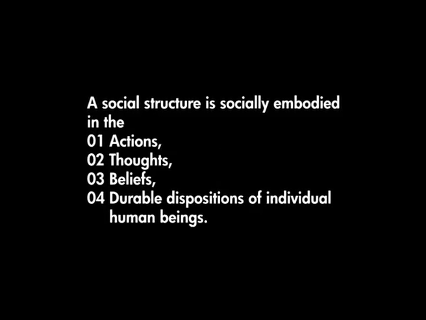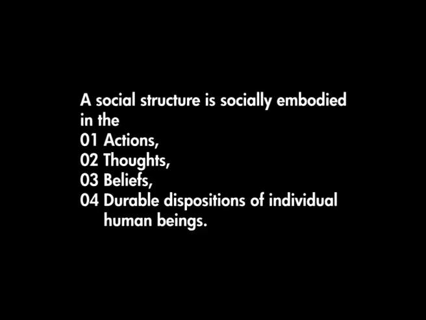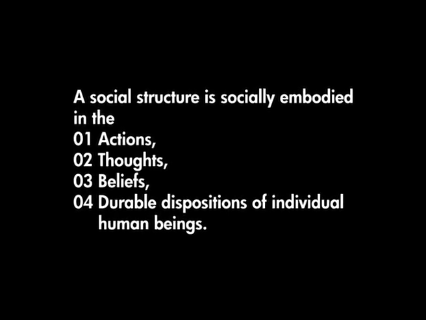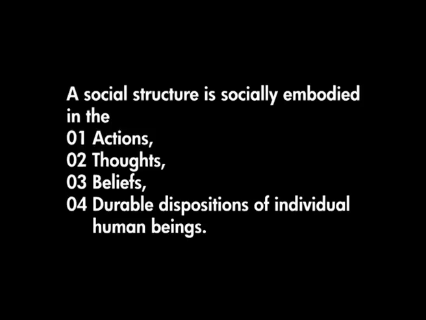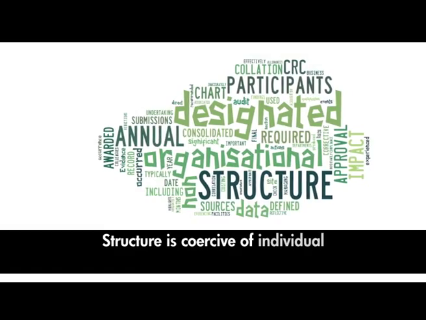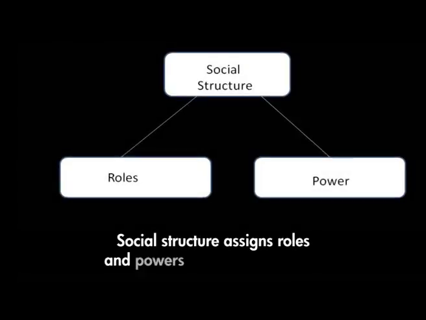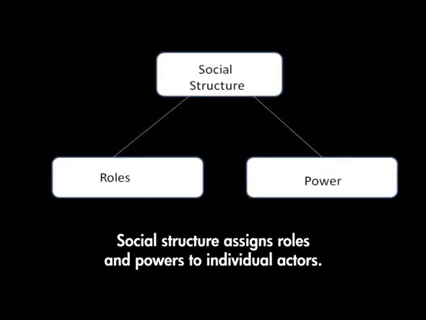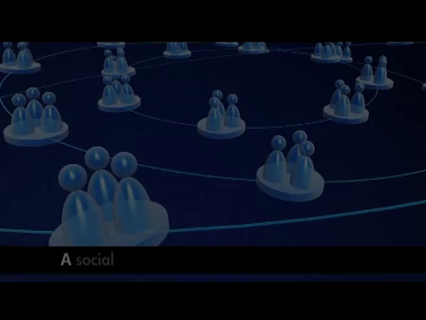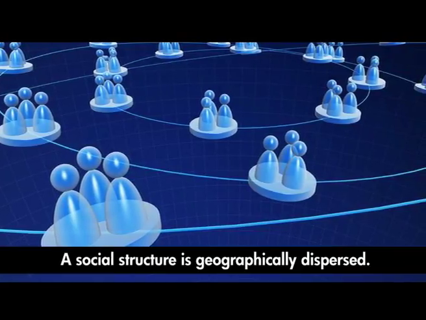Structural. A social structure is socially embodied in the actions, thoughts, beliefs, and durable dispositions of individual human beings. A social structure is effective in organizing the behavior of large numbers of actors. A structure is coercive of individual and group behavior. A social structure assigns roles and powers to individual actors. A social structure often has distributive consequences for individuals and groups. A social structure is geographically dispersed.